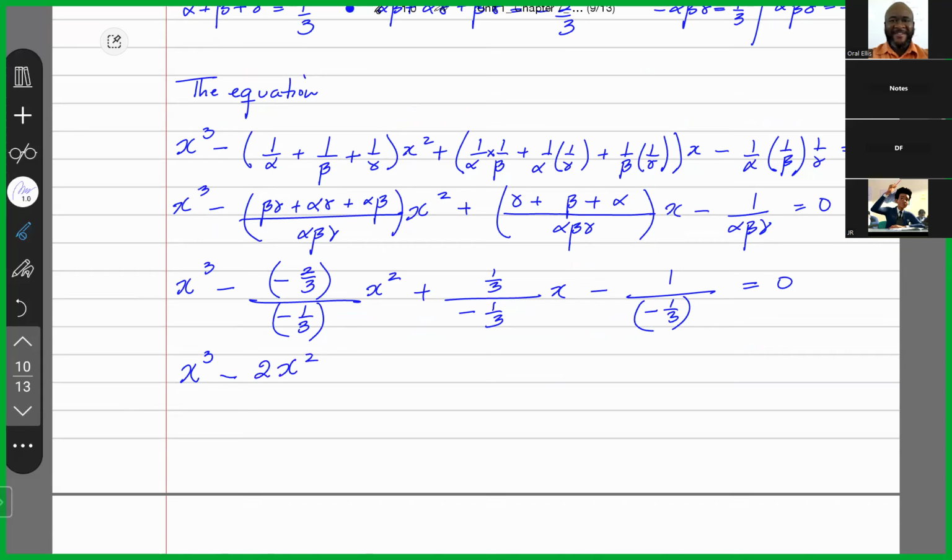X squared. 1/3 divided by minus 1/3, a positive divided by a negative is a negative. 1/3 divided by 1/3 is 1. So that's 1x, which is just x. And minus a negative times a negative is a positive. And 1 divided by 1/3 is actually equal to 3. So our final answer, the equation with roots 1 over alpha, 1 over beta, 1 over gamma is x cubed minus 2x squared minus x plus 3.